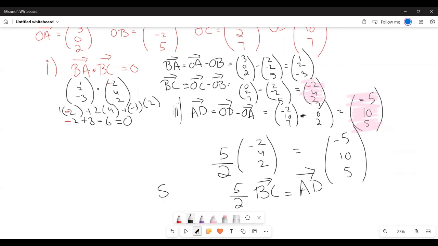So since 5/2 BC is equal to AD, or you could have even written that 2/5 of AD equals BC, hence BC and AD are parallel.